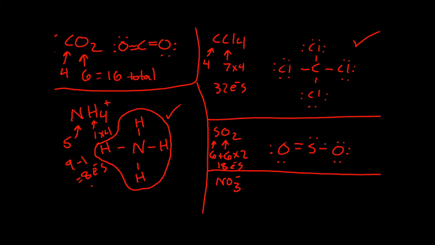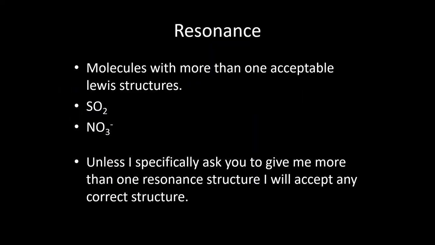This is what we would call a resonance structure, where there are 2 different structures that are both just as reasonable as the other. So it has more than one acceptable Lewis structure. These are called, again, resonance structures.